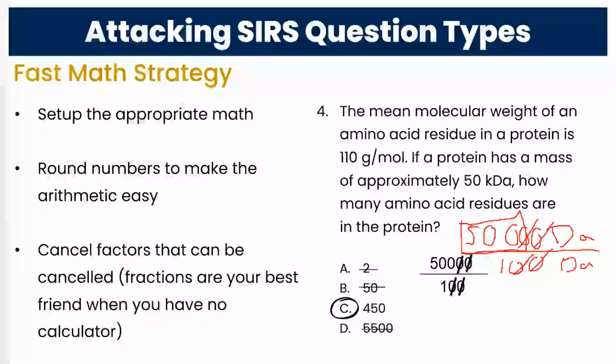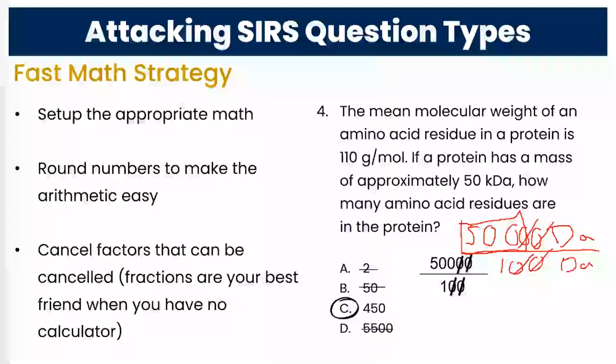So you do not have to get the exact answer. You have to be okay with that. And I think the biggest problem people have with doing fast math is that you will not get the correct answer. You're going to get close to the correct answer. You're going to be rounding. And that's the only way to be able to do this, because I don't expect anybody to be doing long division with 50,000 divided by 110.